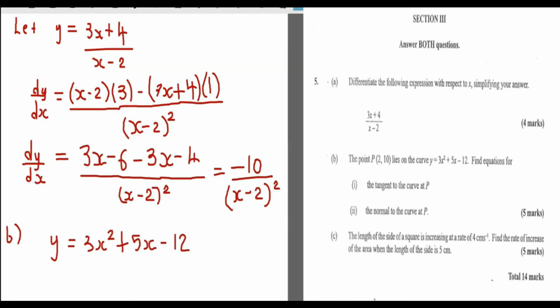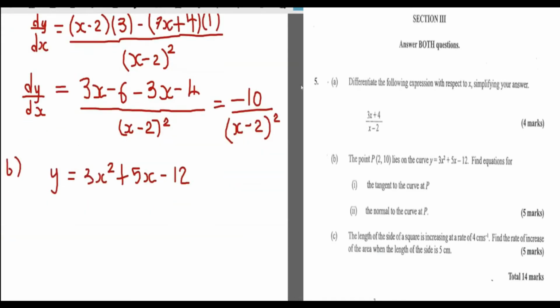That is y. Now we need to find the equation of the tangent and the normal. To do that, first we need the gradient, so we need dy by dx first. dy by dx is going to be equal to, carrying down the power, 6x. We differentiate 5x, we get plus 5. And so this is dy by dx at P, and P is the point (2, 1).